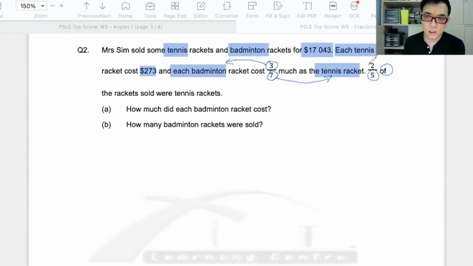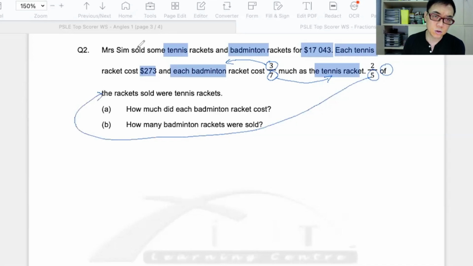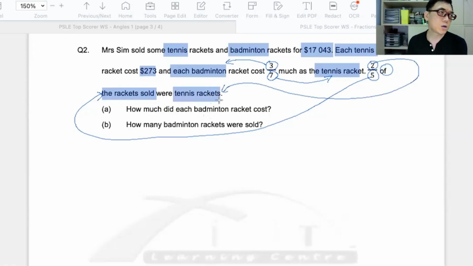2 will represent the tennis rackets and 5 will represent the total number of rackets sold. Okay, that's good. So this would be the tennis rackets. So many of you got the first part correct, so I assume you didn't have too much trouble doing this. The only fraction we have here is 3/7.